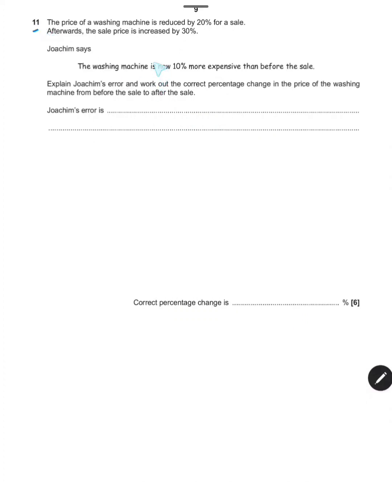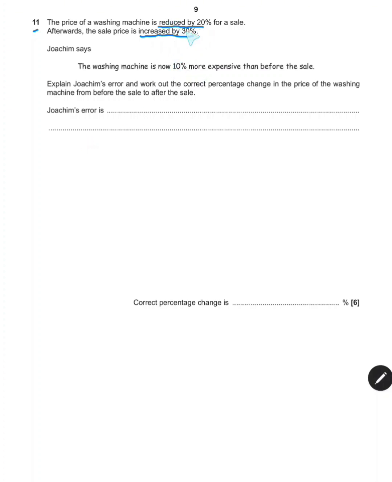So in question 11, we've got a washing machine that we don't know the price of, reduced by 20% and then increased by 30%. And my mate Joachim is saying the washing machine is now 10% more expensive. So this is a combination of percentages. I'm not going to explain this mistake first. What I'm going to do is just work out the actual percentage change.